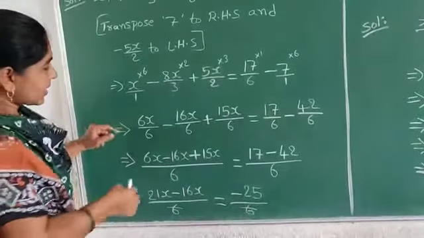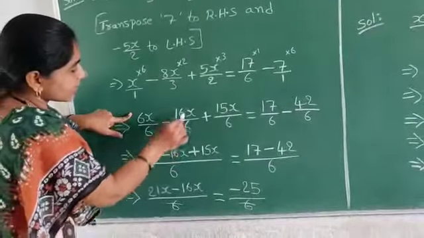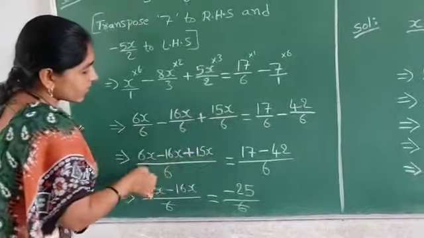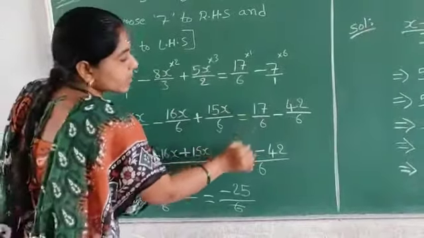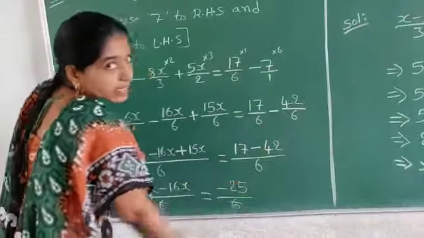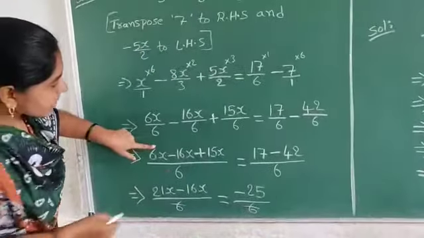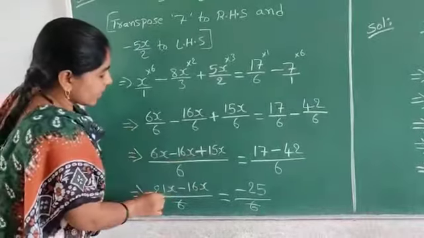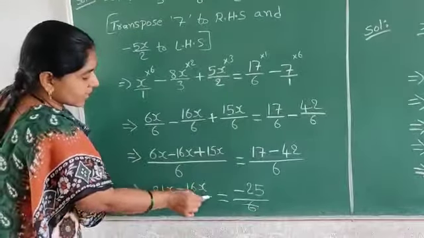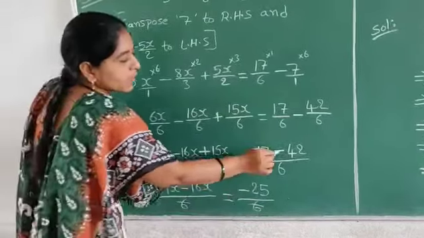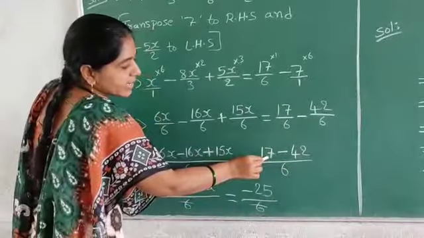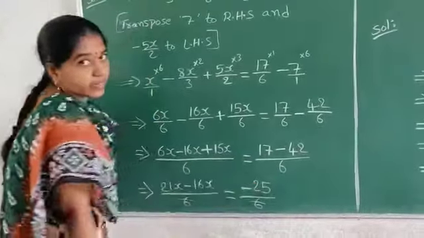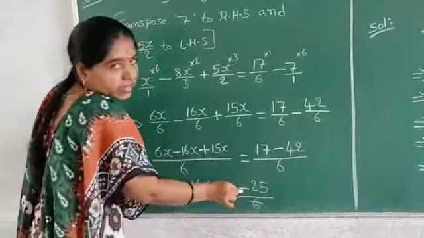Let's add or subtract it. 6x minus 16x plus 15x whole divided by 6 is equal to 17 minus 42 whole divided by 6. 6 and 15 first we will add. After adding we have to subtract, okay? We will get 21x minus 16x divided by 6 is equal to, in 42 we are subtracting 17, then minus 25 we will get. Bigger integer sign, okay?